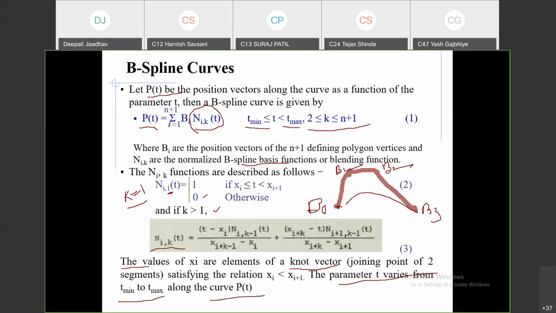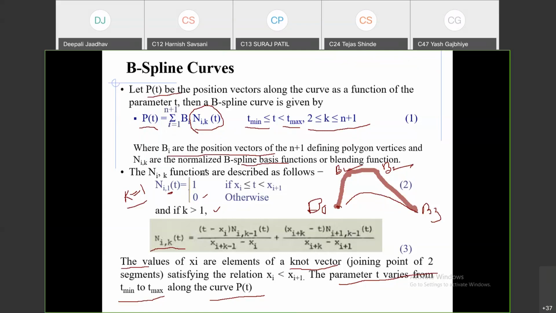Again I am explaining. Let P(t) be the position vector along the curve. Suppose we want to draw this curve, we need to identify the position vectors, whatever the number, which normally have two parameters x(t) and y(t). So how is this defined? P(t) is equal to the summation for i from 1 to n plus 1, that is, 1 to the number of control points, either from 1 to n plus 1 or 0 to n, of Bi Nik(t). Bi is the position vectors of the n plus 1 defining polygon, and Nik is the blending function.